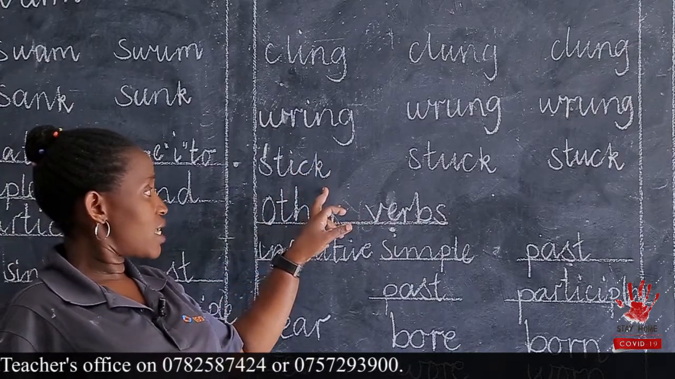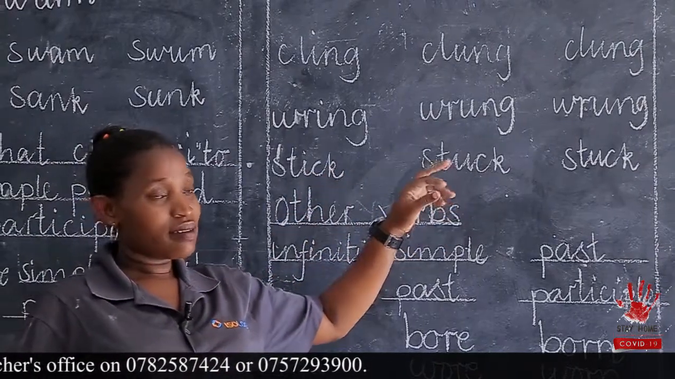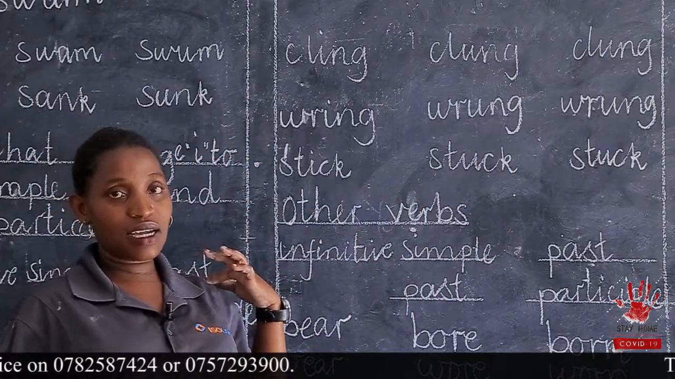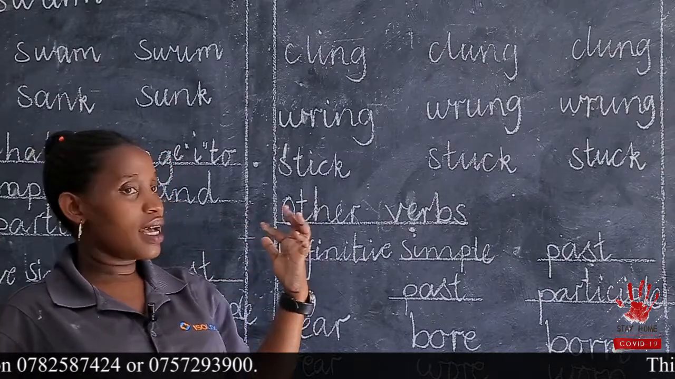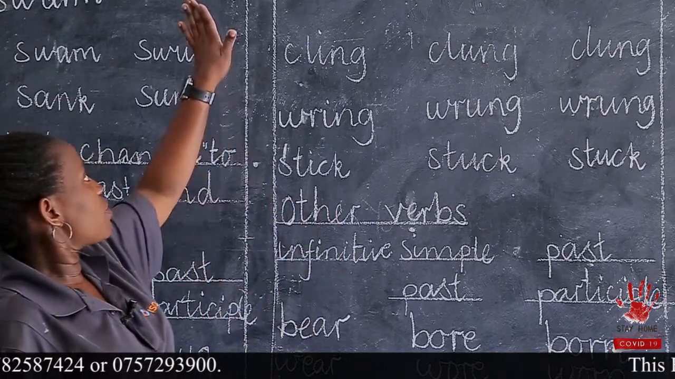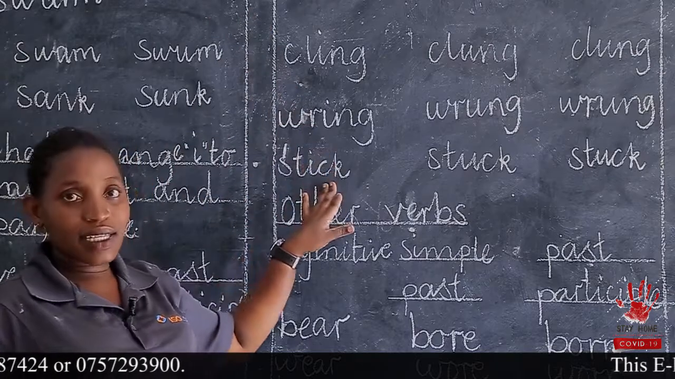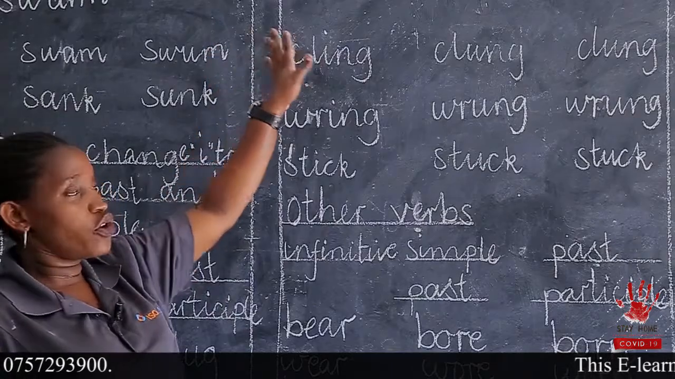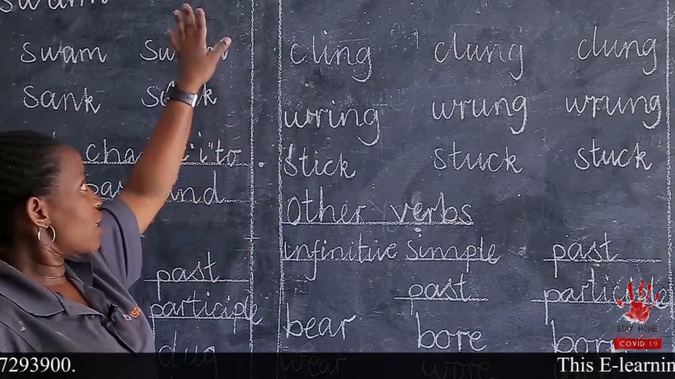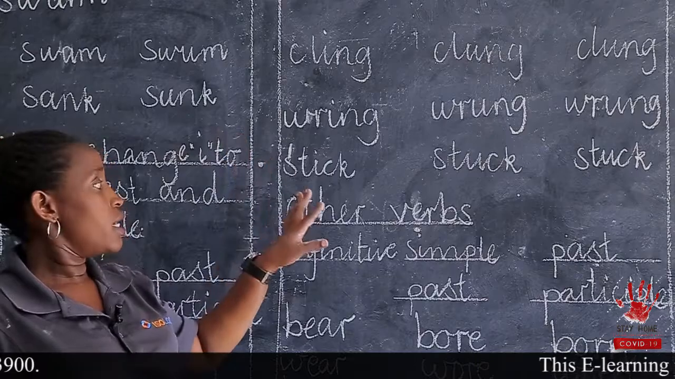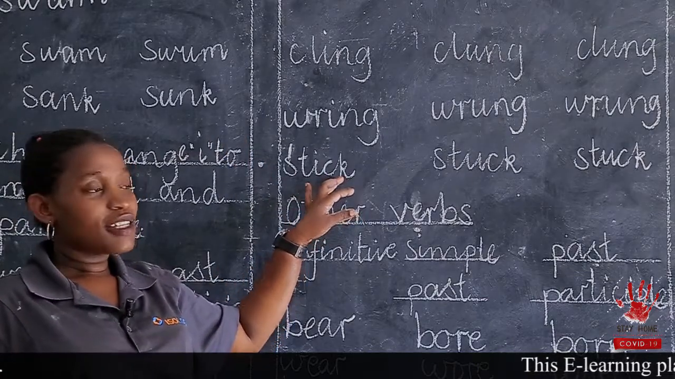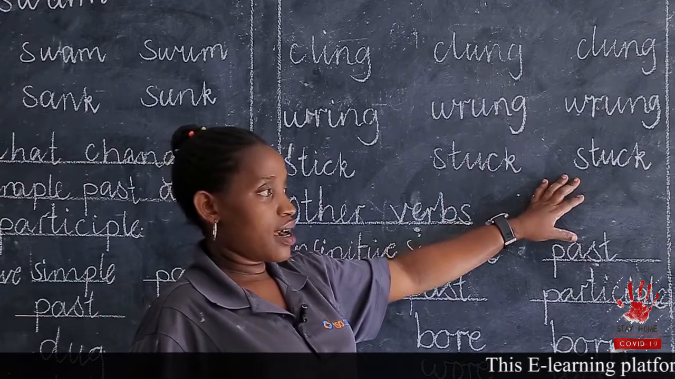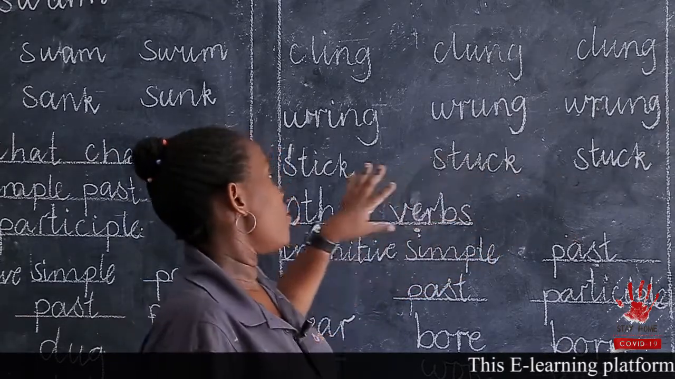Then we have stick, stuck, then stuck. Stick, to put something. Most of you know the stickers, not so? Yes. So when you get a sticker and you put a sticker on something like this, you are sticking. Most of you buy stickers and then you put them in your books, you decorate your books. That act of putting the sticker in a book, it is a stick. So you stick, you stuck, and then you stuck. Those are the verbs. And we have very many.